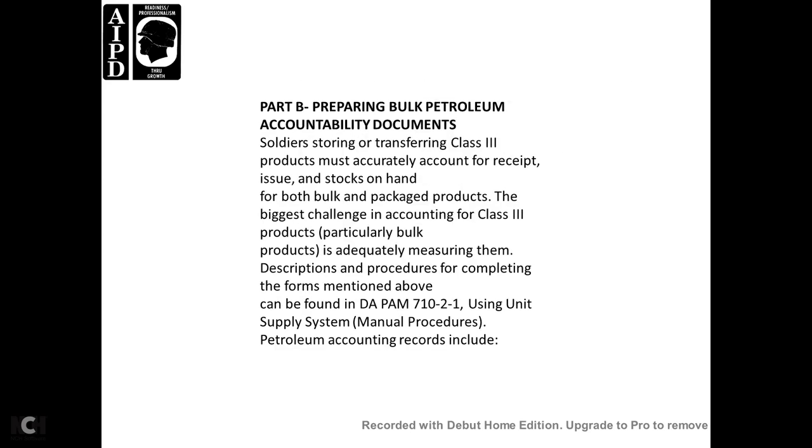Part B, preparing bulk petroleum accountability documents. Soldiers storing or transferring class 3 product must account for the receipt, issue, and stock on hand for both packaged and bulk product. The account covers the class of product and the particular bulk product, with an adequate description. Instructions for completing the forms mentioned above can be found in DA Pam 710-2-1, the unit supply manual.